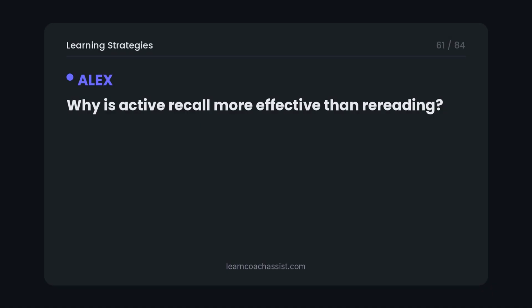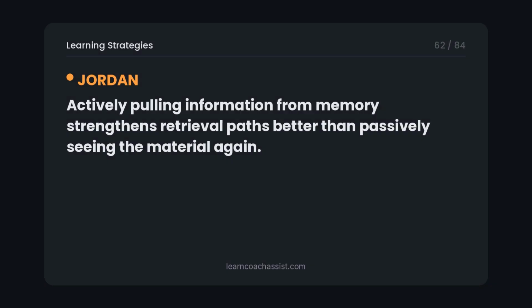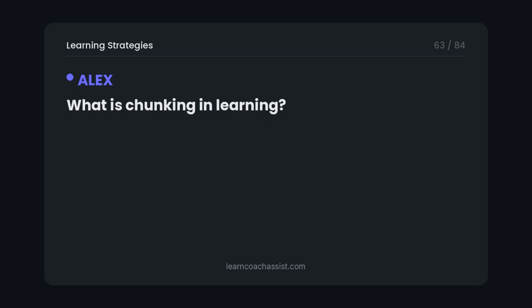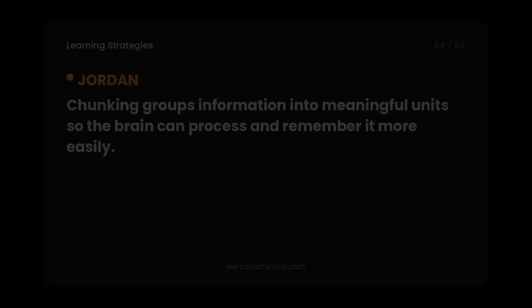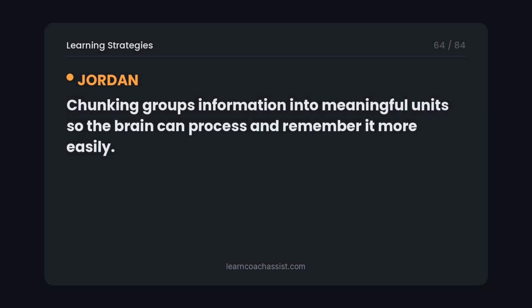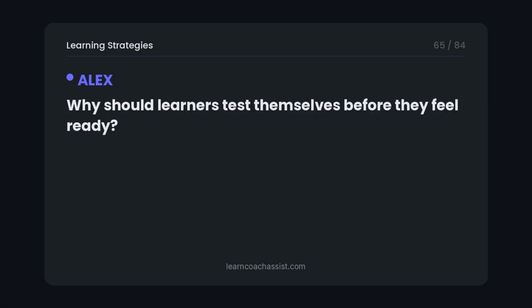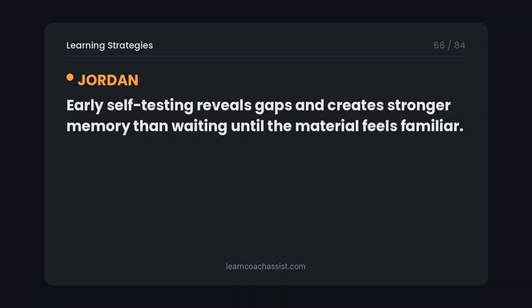Why is active recall more effective than rereading? Actively pulling information from memory strengthens retrieval paths better than passively seeing the material again. What is chunking in learning? Chunking groups information into meaningful units so the brain can process and remember it more easily. Why should learners test themselves before they feel ready? Early self-testing reveals gaps and creates stronger memory than waiting until the material feels familiar.